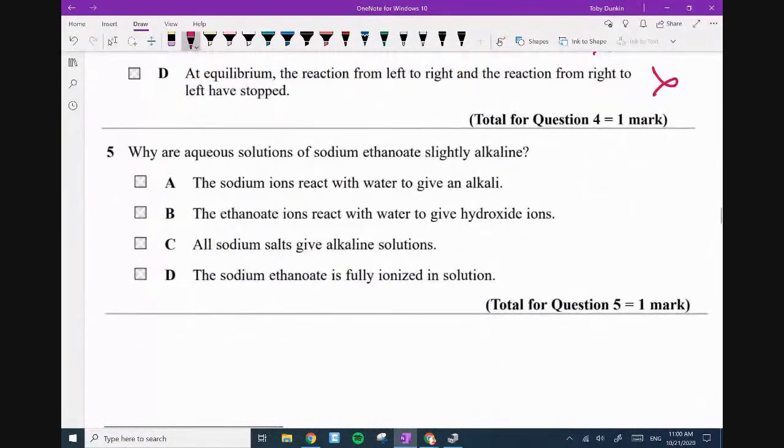Next, why are aqueous solutions of sodium ethanoate slightly alkaline? Ooh, conjugate bases. Why, hello there. It's because they can accept a proton. The sodium ion reacts with water to give an alkali. Well, that's just complete garbage. The ethanoate ion reacts with water to give hydroxide ions. Oh, that's probably correct. I'll go for you. All sodium salts give alkalis. Well, that's garbage. It's not explaining anything. The sodium ethanoate is fully ionized. That's just garbage. So it's B.